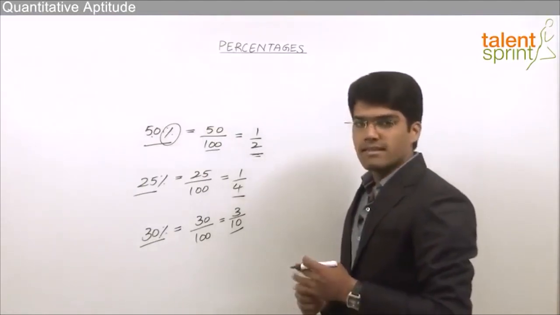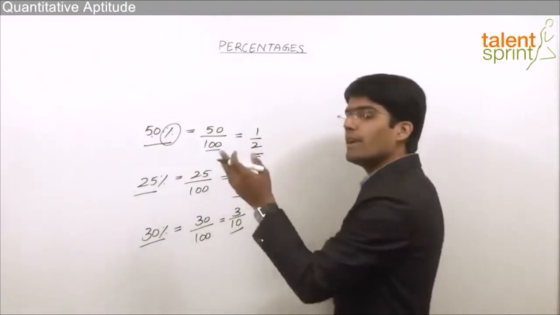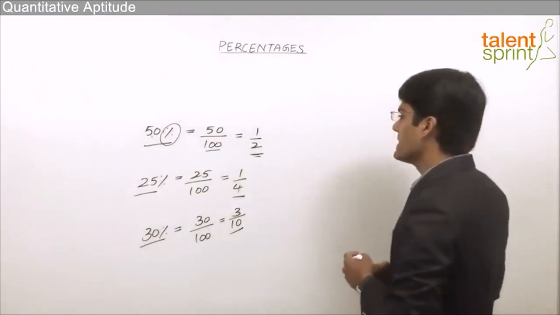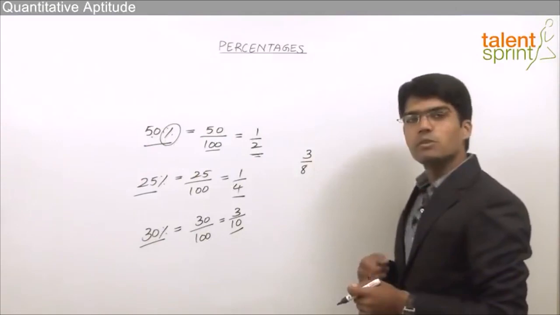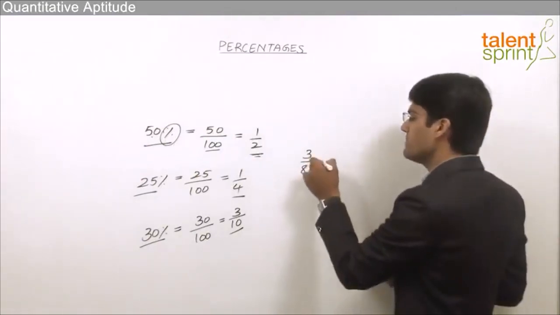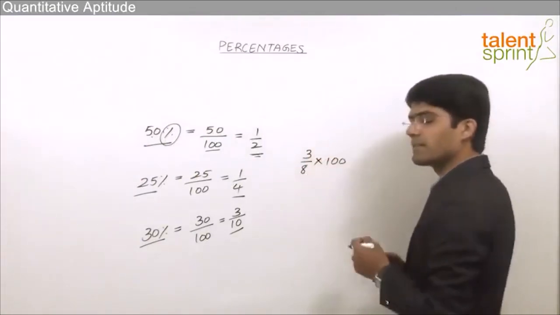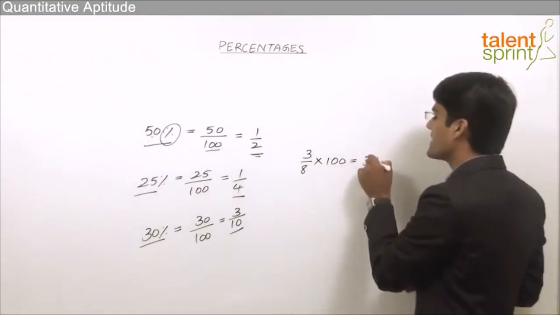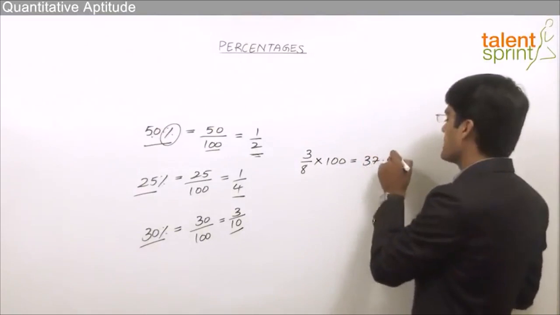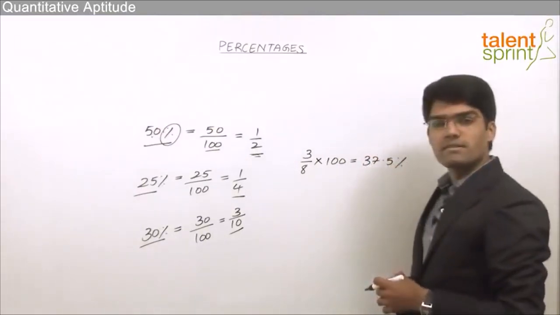And now let us understand how to convert the fraction into percentage. For example, let's say the given fraction is 3 by 8. Now to convert this fraction into percentage, what we need to do is simply multiply the given fraction with 100. So 3 by 8 into 100 will be equal to 37.5. So this can be taken as 37.5%.